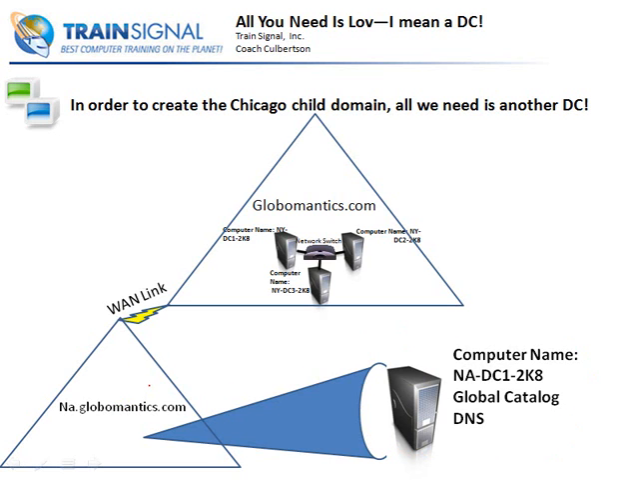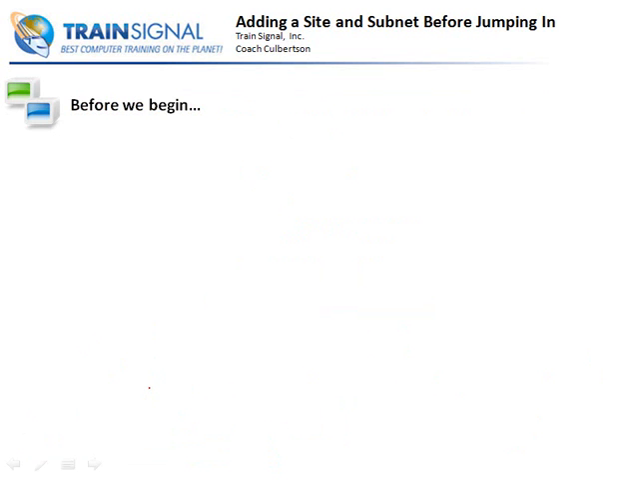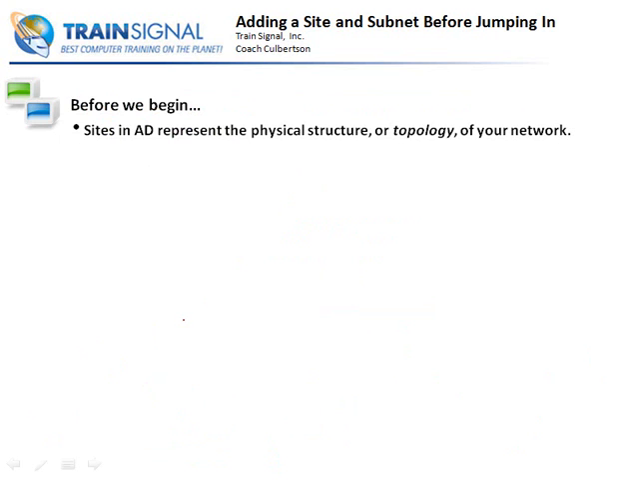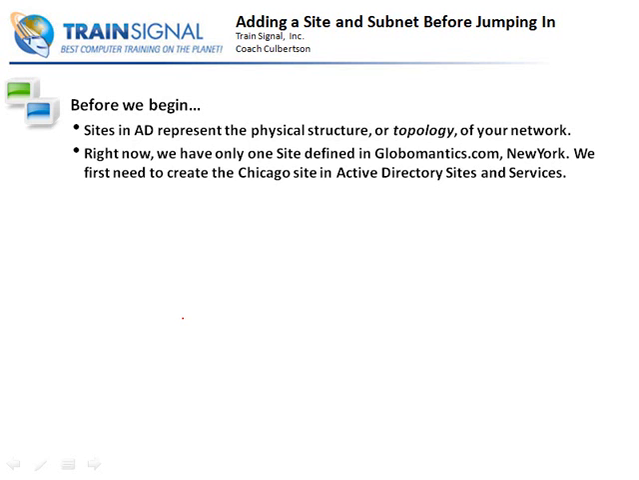All right, now before we start building this machine, though, we need to do a little preparation in the globomantics.com domain proper. Before we begin, we need to create a site, okay? Now, what a site in Active Directory does is it represents your physical structure, oftentimes called the topology of your network. And by now, you should know what the word topology means. It just means the physical structure of your network. Right now, in the globomantics.com domain, all we have is the New York site, right?